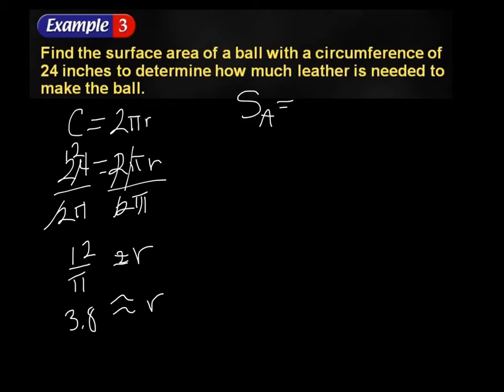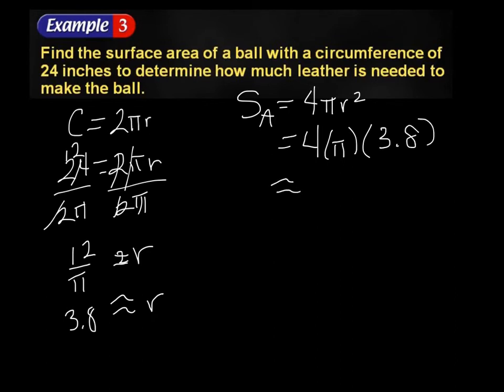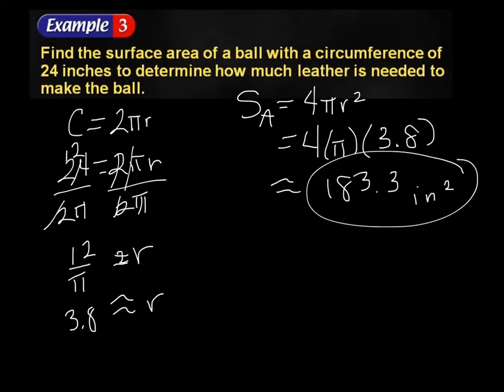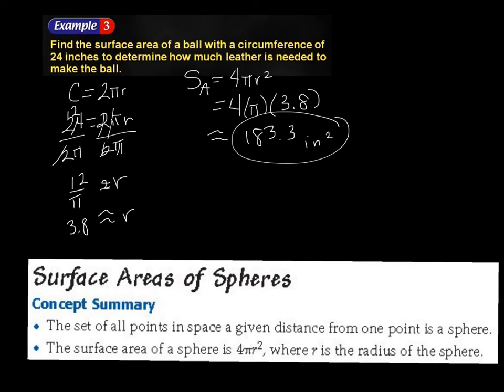So surface area is 4 pi r squared. So 4 pi times the radius we found, about 3.8. We plug it into the magic of the calculator and we get about 183.3. Our units were inches and they are squared. The set of all points in space a given distance from one point is a sphere. The surface area of a sphere is 4 pi r squared, where r is the radius of the sphere.